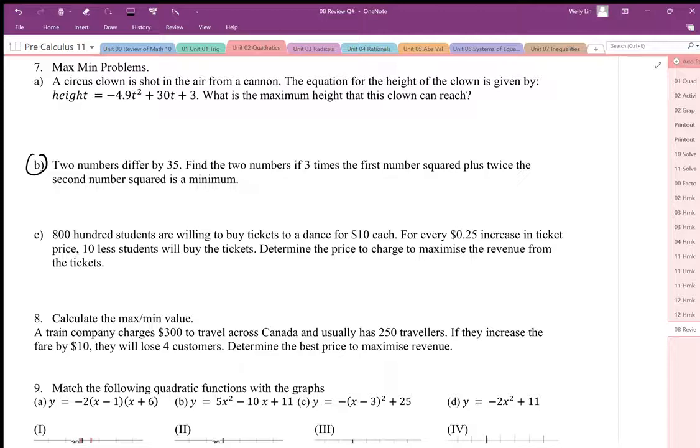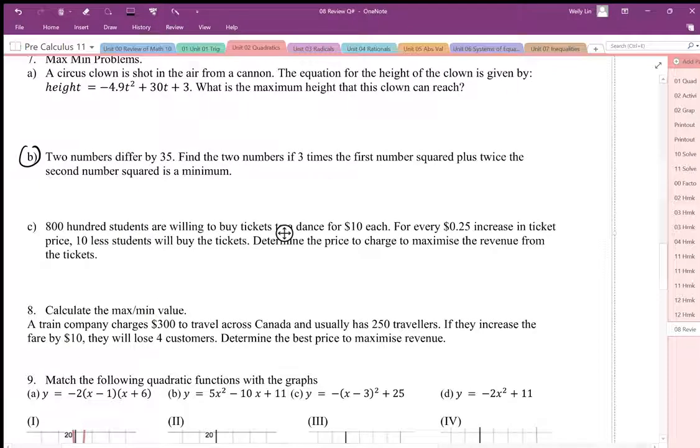Question number 7b refers to a max-min problem. So we need to set up a quadratic equation for this and then find the vertex, finding whether we have a maximum or a minimum.